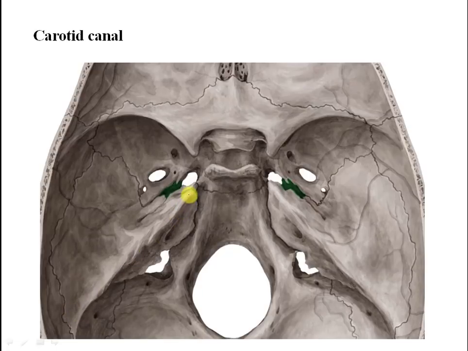In the petrous part of the temporal bone, at the apex is foramen lacerum. Posterolateral to foramen lacerum, we have the canal for the internal carotid artery.